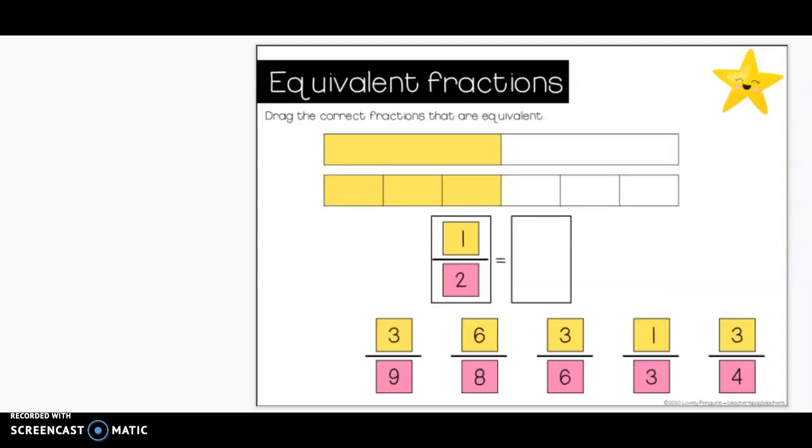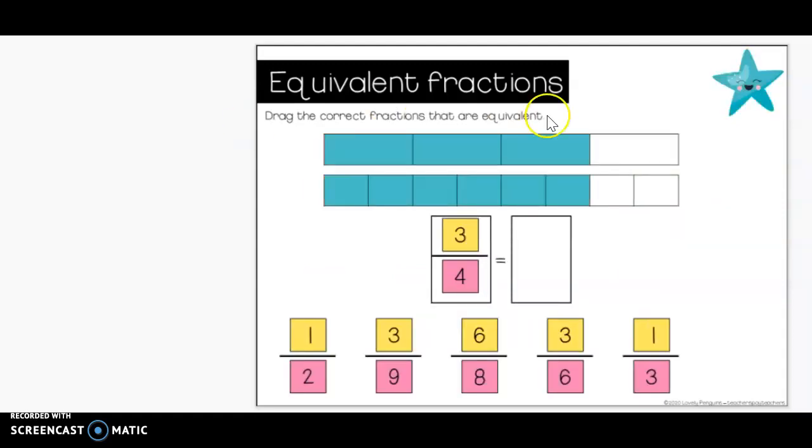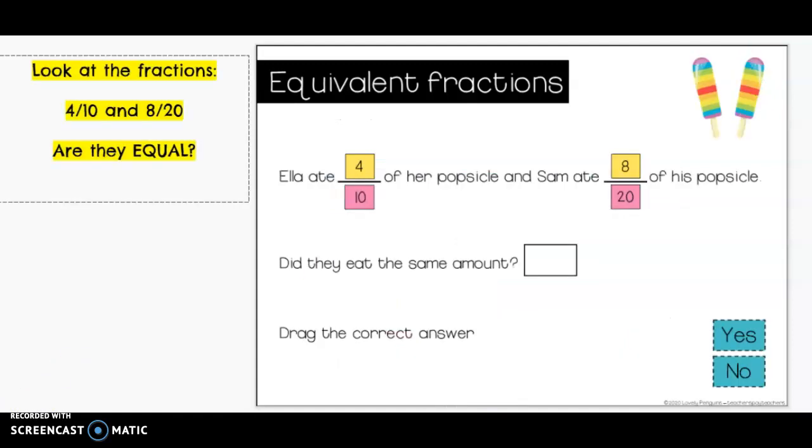Slides 17, 18, and 19 have bar models for you. The top is already filled in on the left side. You have to drag the correct bar model, whatever shaded fraction this represents. You have to find the correct one and drag it to this empty box, and that'll show you what fractions are equivalent to each other. The last two slides are slides 20 and 21. They're both word problems, but you just have to figure out if the two fractions involved are equivalent.